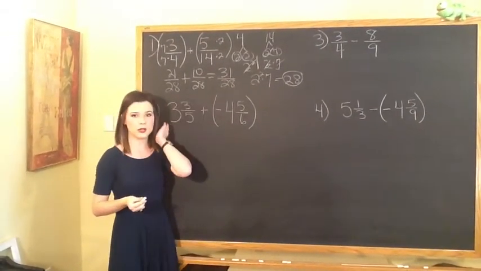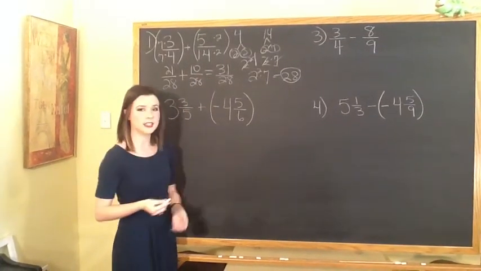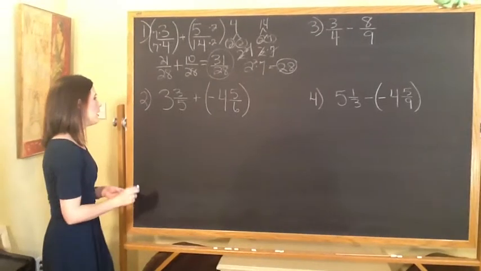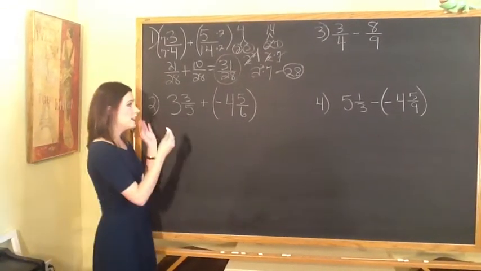In this example, I'm going to leave it, and I know that there's nothing else I can take out, so here's your answer, 31 over 28. All right, let's go ahead and look at another example.